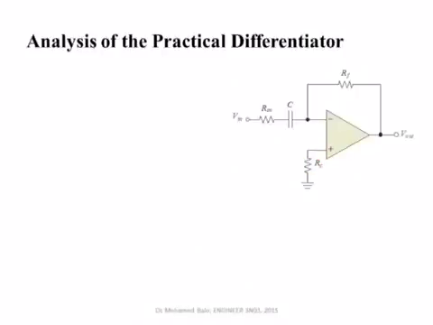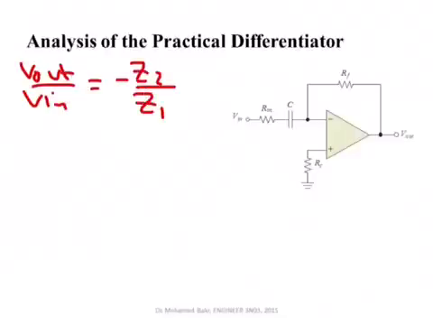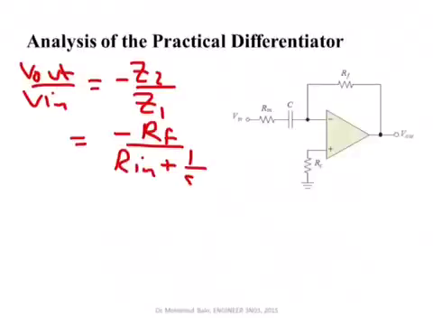So now let's analyze this circuit. I will assume this is a short circuit because this resistor does not add much. The ratio Vout over Vin is minus Z2 over Z1. So we can type that Vout over Vin is equal to minus Z2 over Z1, and Z1 is nothing but Rin plus 1 over SC, and Z2 is simply RF. So we can say that this ratio is equal to minus RF over Rin plus 1 over SC.